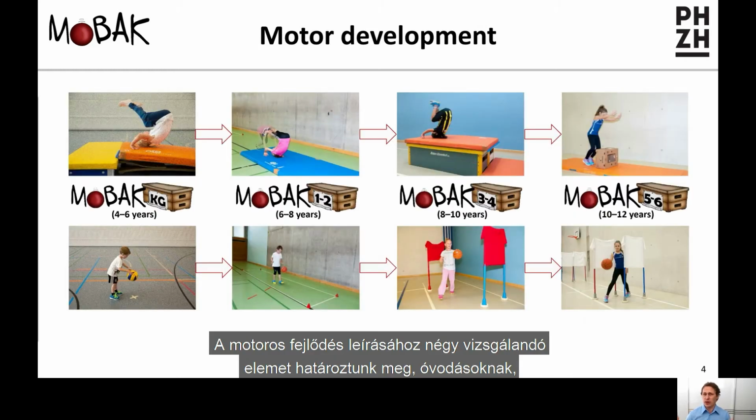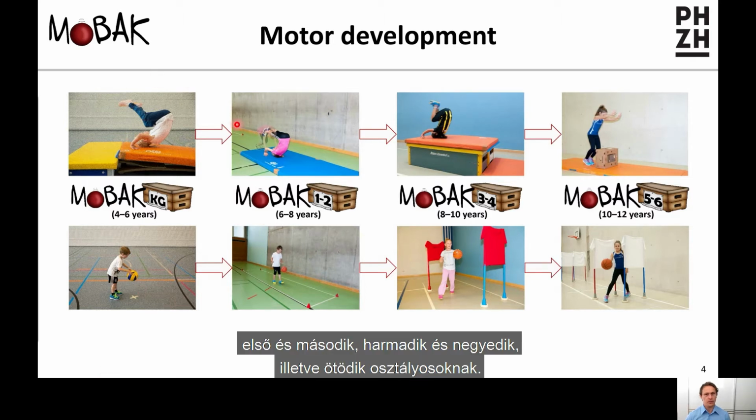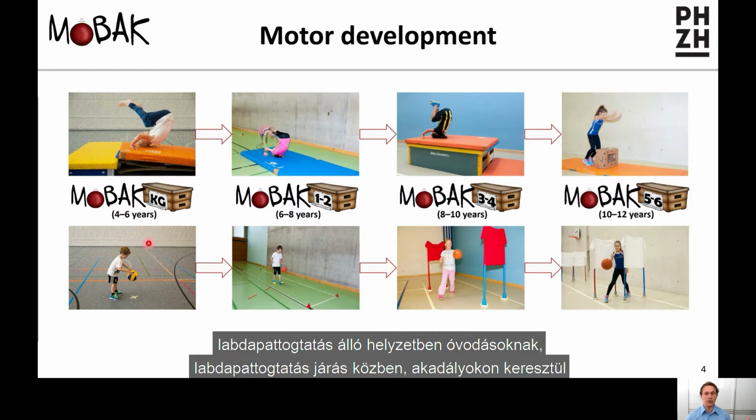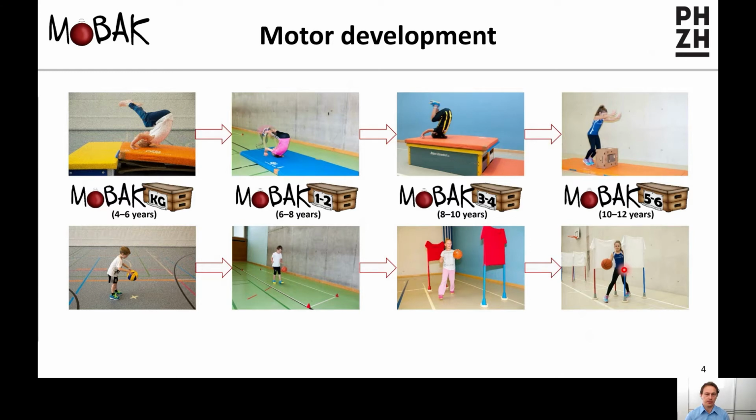To describe motor development, we have designed 4 test items for the kindergarten, for the 1st and 2nd grade, the 3rd and 4th grade, and for the 5th grade. You can see that they are becoming more and more difficult. Bouncing while standing for the kindergarten, bouncing while walking, through obstacles, and bouncing through obstacles under time pressure in the age from 10 to 12.